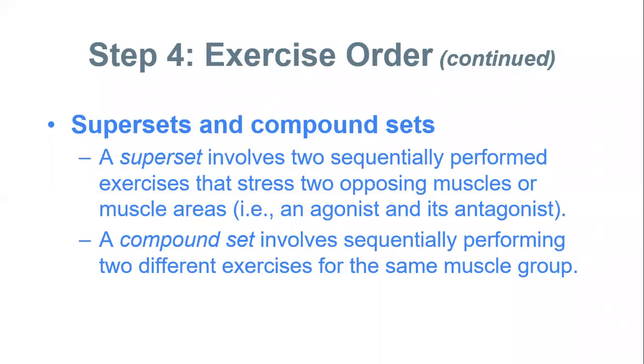And then you also have supersets and compound sets. A lot of individuals do utilize the push-pull. A lot of individuals also use the idea behind the compound set. Sometimes we call them supersets, but in fact, we're usually doing a compound set. A compound set involves sequentially performing 2 different exercises for the same muscle group. Then we also have the superset, which is doing opposing muscles.